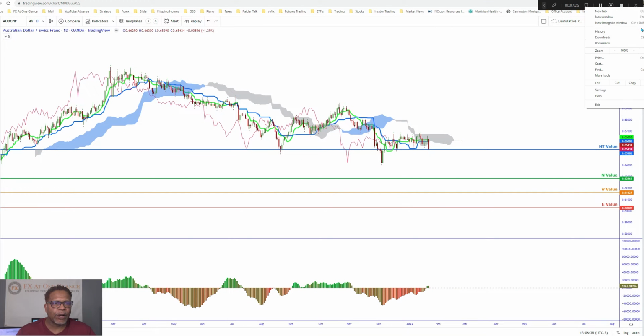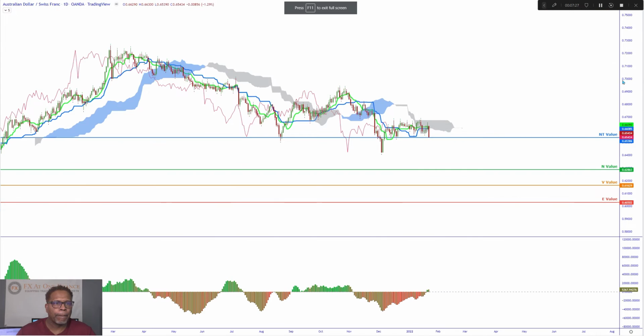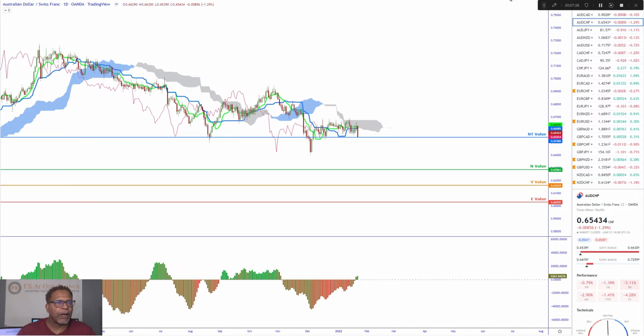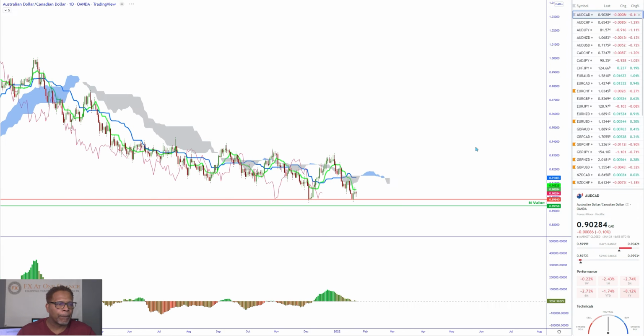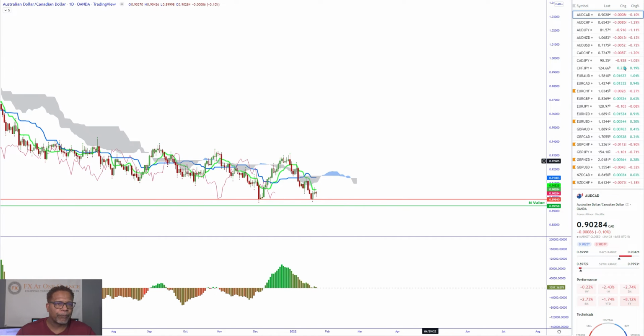Let's get these charts. All right, so we are on the Aussie Swiss franc. We don't want to be on the Aussie Swiss franc, right? We want to be on our first pair, which is going to be the Aussie CAD. So we're on the Aussie CAD.